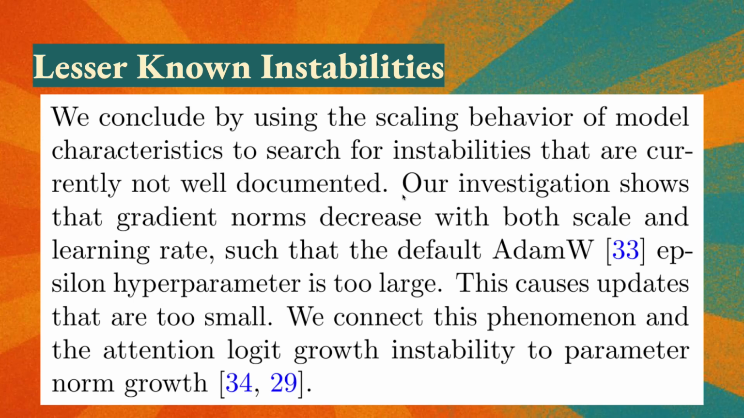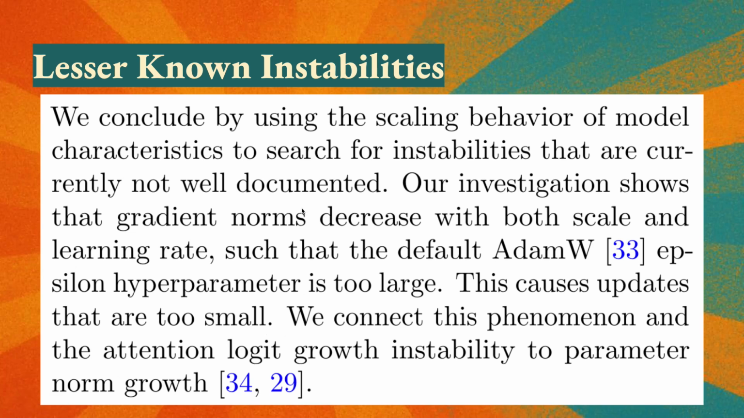So they want to search for instabilities that are currently not well documented. Our investigation shows that gradient norms decrease with both scale and learning rate, such that the default AdamW epsilon hyperparameter is too large. This causes updates that are too small. We connect this phenomenon and the attention logit growth instability to parameter norm growth. And so parameter norm growth is basically saying the norm of the weights of the model is growing.